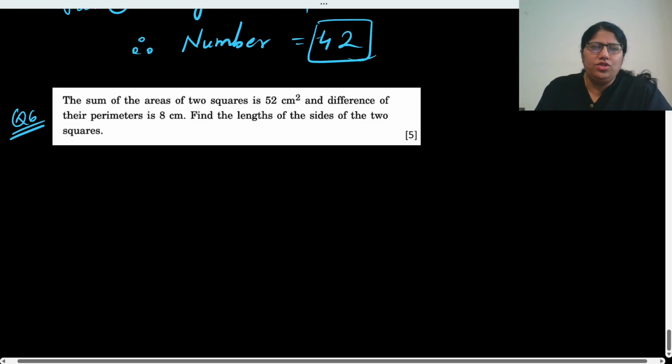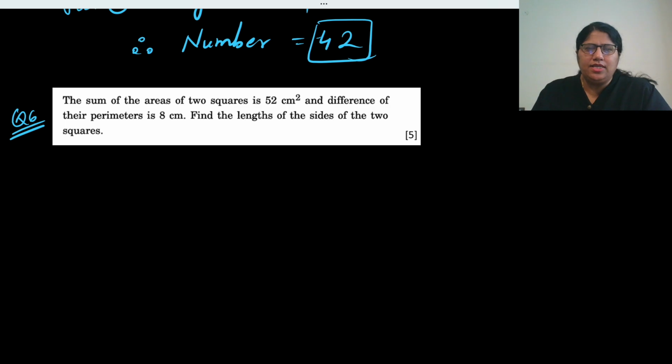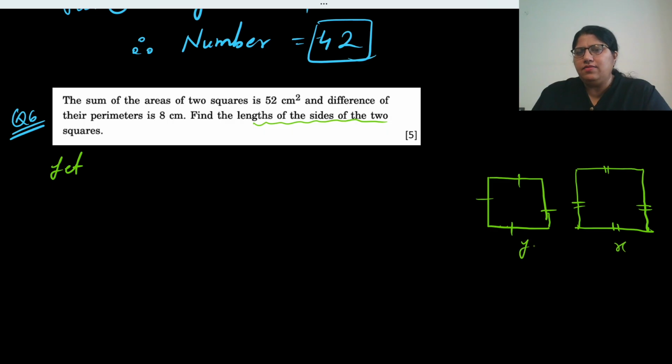So this is your next quadratic equation. It's a 5-marker question. It says the sum of the areas of two squares is 52 centimeter square and the difference of their perimeters is 8 centimeter. Find the length of the sides of these two squares. So first let us just draw the square, with sides x and y centimeter. Right, you need to mention which is greater, because here for the difference of perimeters, the perimeter of the greater side will be larger than the perimeter of the smaller side, right?